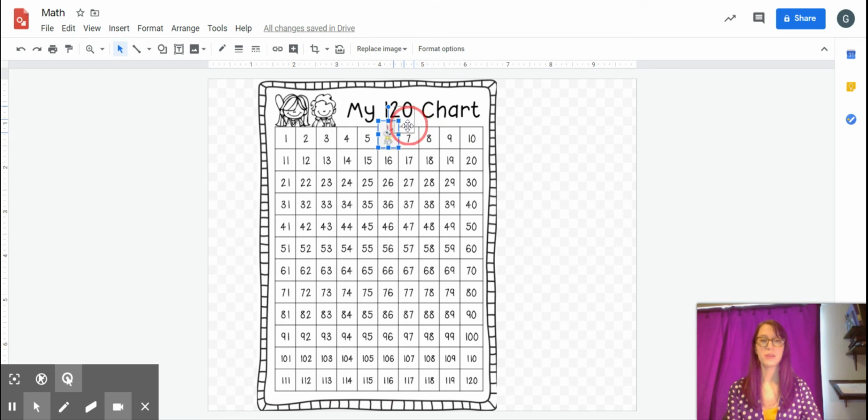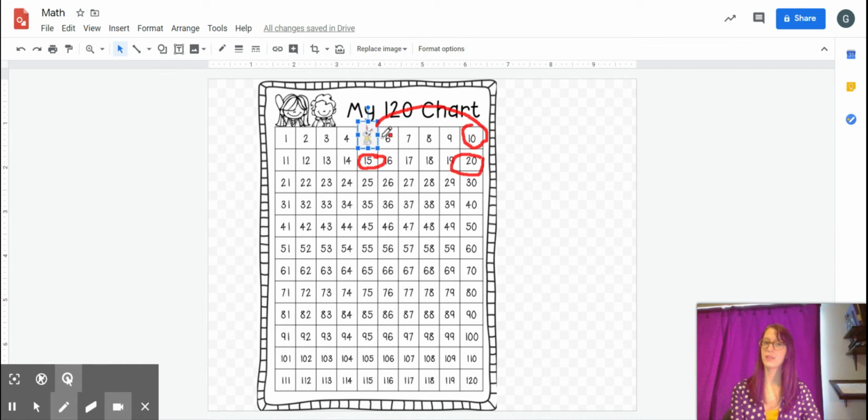We can also skip count by 5s. Let's try it. Start on 5. Now what if we skip all the way over to 10? 1, 2, 3, 4, 5. Land on 10. Let's skip another 5. 1, 2, 3, 4, 5, 15. 1, 2, 3, 4, 5, 20.